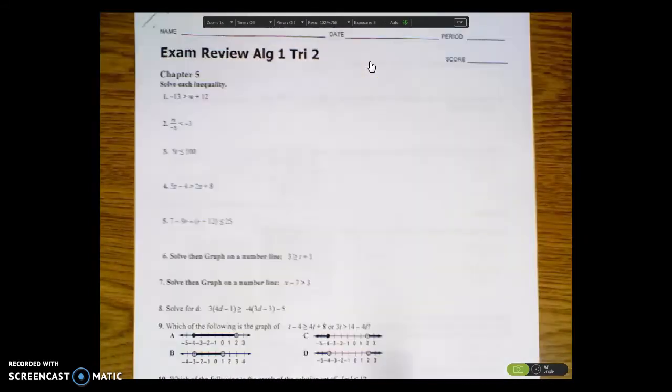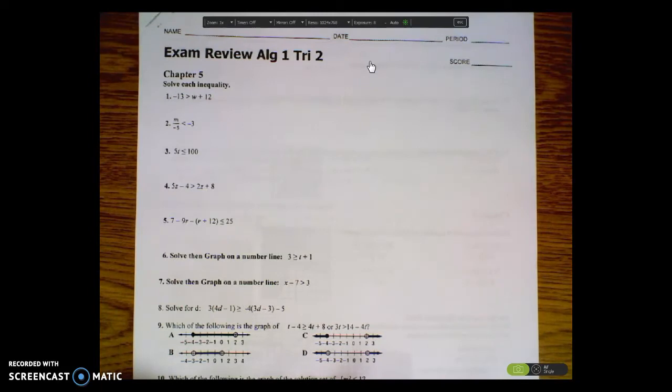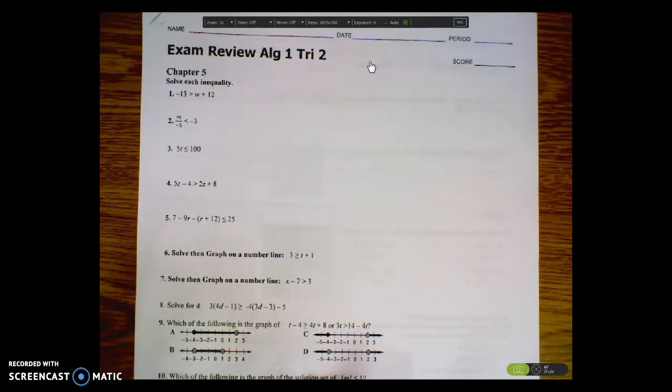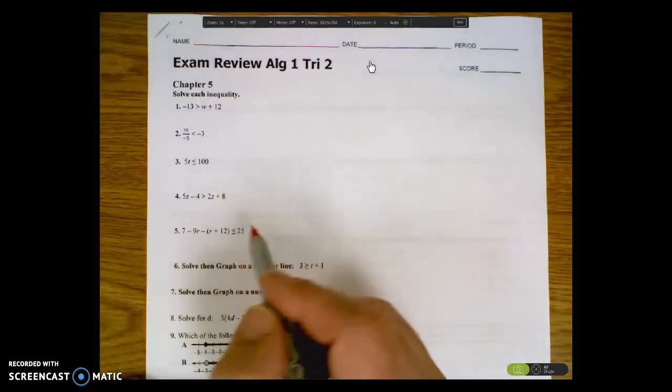The first set of problems you'll see are inequalities, and remember that the only thing different about solving an inequality compared to an equation is that if you multiply by a negative number or divide by a negative number, you have to change the inequality. All right, so let's take a look at the first one.